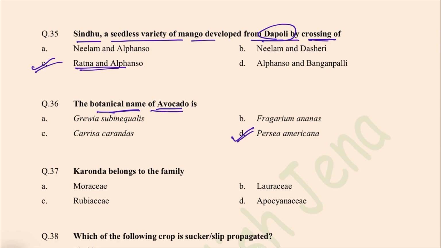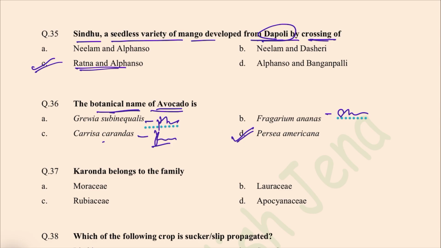Gravia subinequalis is the botanical name of falsa. Then Fragaria ananassa is the scientific name of strawberry. You have to remember all this. Carissa carandus is coronda, the scientific name of coronda. Avocado, the scientific name is Persea americana.